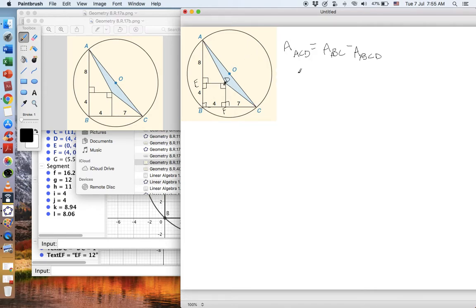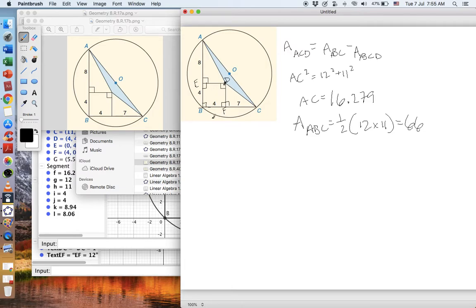And so in order to find that diameter there, we're going to say AC squared is equal to 12 squared plus 11 squared. And so we get AC is equal to 16.279. Then the area of ABC is equal to 1/2 times 12 times 11, or 66.